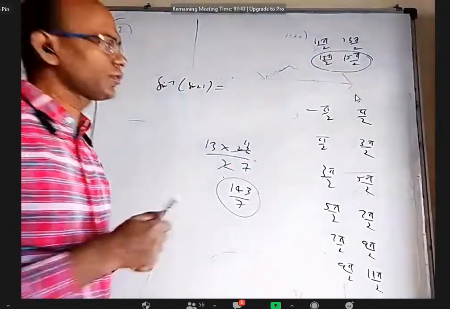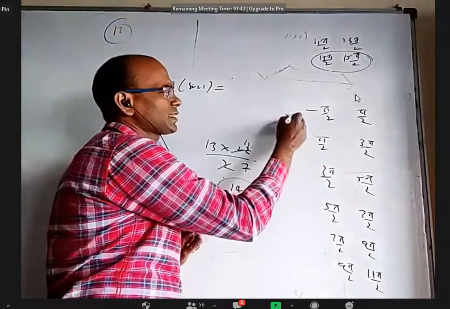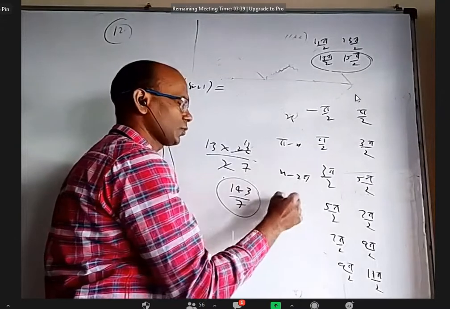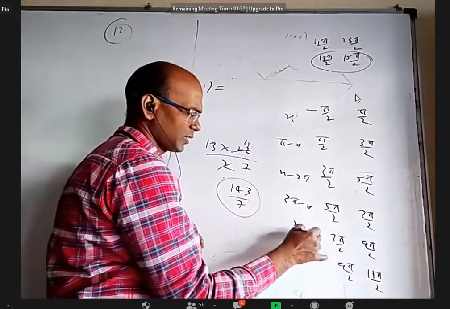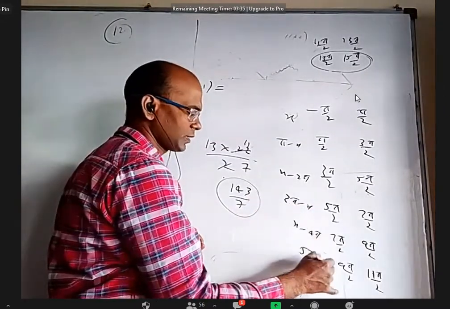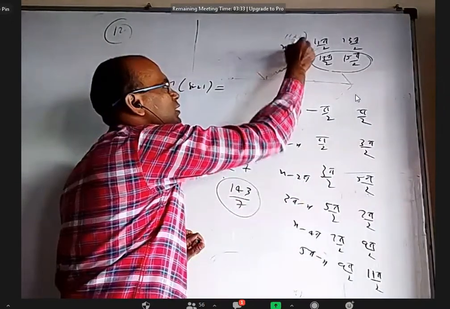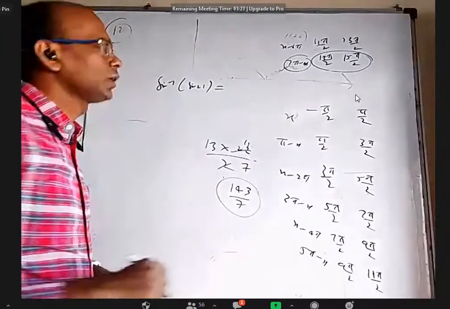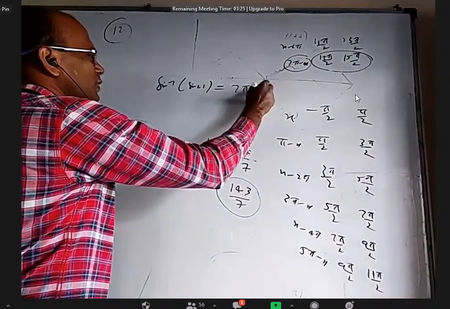Now for the formulas: between -90 to 90, sin inverse sin x is x. Here it is pi minus x. Here x minus 2 pi. Here 3 pi minus x, and here x minus 4 pi. Here 5 pi minus x, here x minus 6 pi, and here 7 pi minus x. So simply, directly, it is 7 pi minus 21.